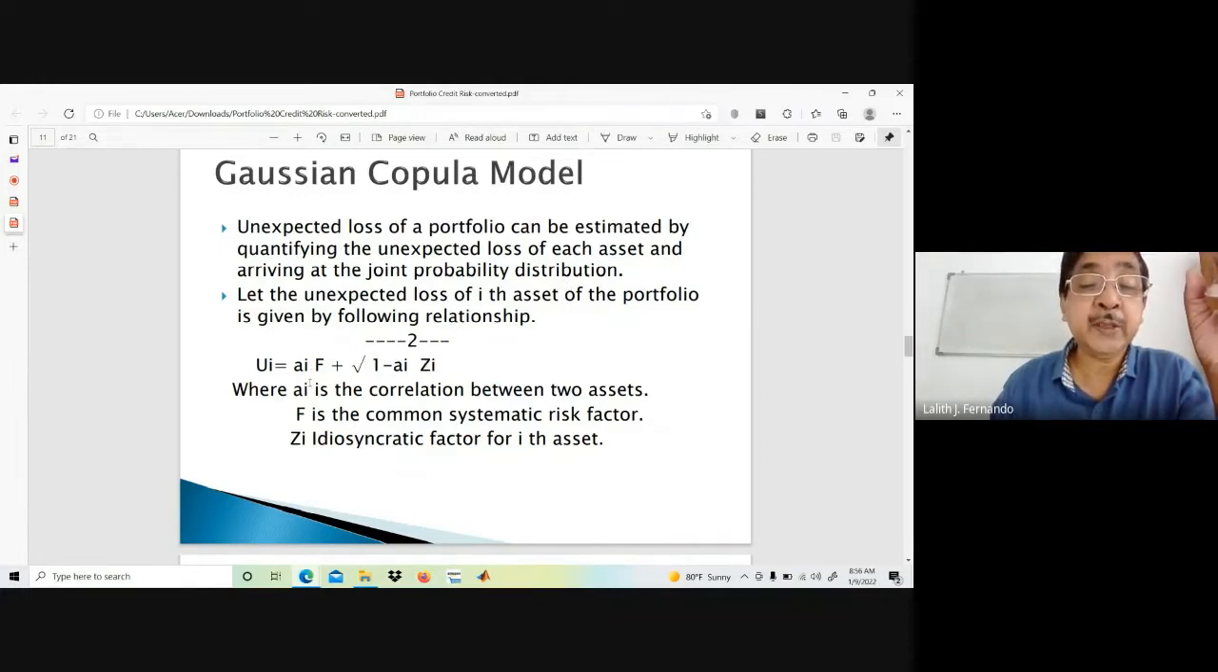Now let the unexpected loss of each asset of the portfolio be given by the following relationship. U_i, the unexpected loss, is equal to a_i F, where a_i is the correlation between two assets and F is the common systematic risk factor. Systematic risk is the market risk. Then plus the square root of 1 minus a_i squared, where a_i is the correlation, times Z_i, the idiosyncratic factor for the ith asset. Now, what do you mean by idiosyncratic? Idiosyncratic is the inherent type of risk in a company or in a particular counterparty.